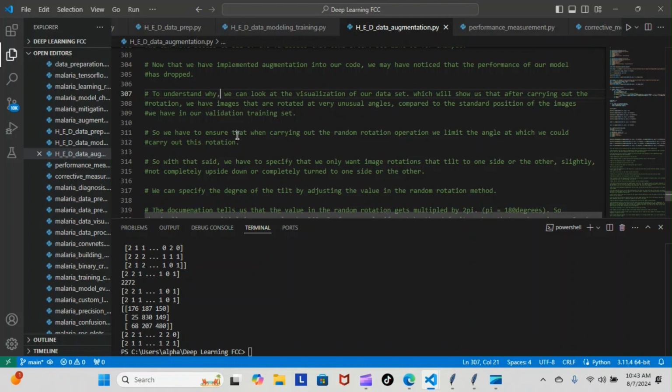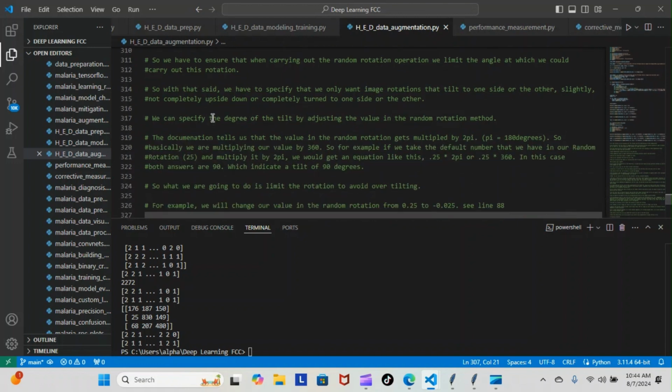So we have to ensure that when carrying out the random rotation operation, we limit the angle at which we could carry out this rotation. Now, I ran it already. I forgot to actually stop it halfway to show you guys the images, but some of them were tilted a little more than usual. Some were tilted all the way left. Some were tilted all the way right. I didn't see any upside down images, but that's what's going on with the rotations. So with that said, we have to specify that we only want image rotations that tilt to one side or the other slightly, not completely upside down or completely turned to one side or the other. We can specify the degree of the tilt by adjusting the value in the random rotation method.